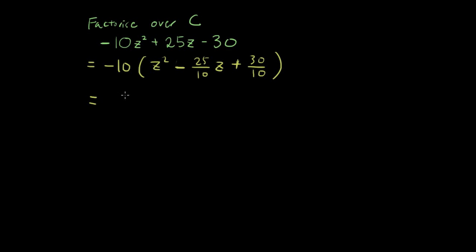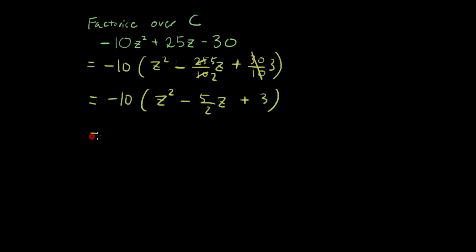So let's now try and simplify some of these terms. You can see here 25 over 10. Can I simplify that? Well, I can divide both by 5, so it's actually 5 over 2, and then 30 over 10 is just 3. I could have done that a bit earlier, but I'm just going to write that out again: negative 10 z squared minus 5 over 2 z plus 3.